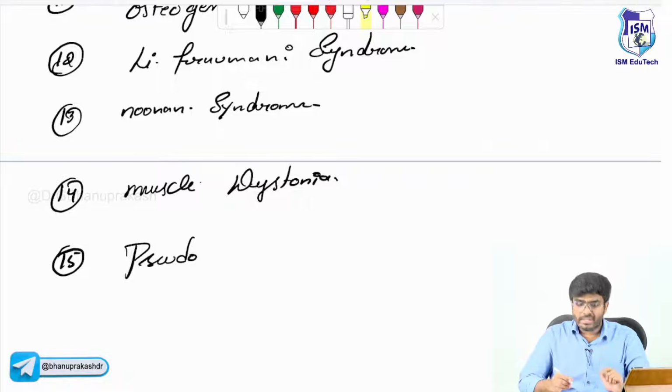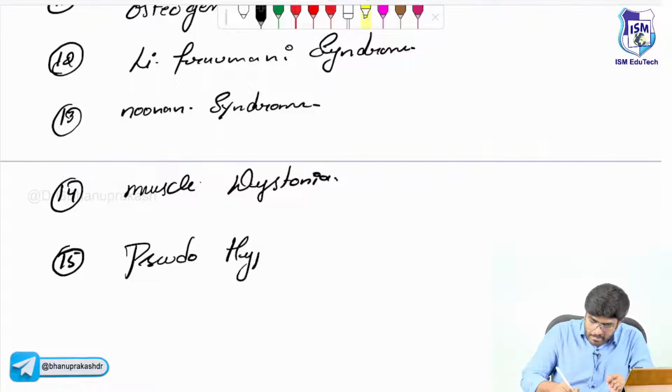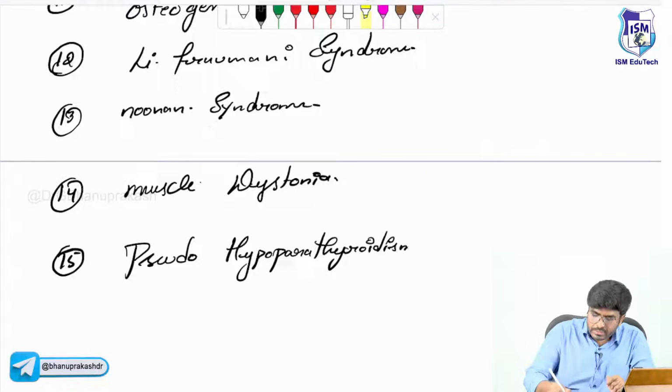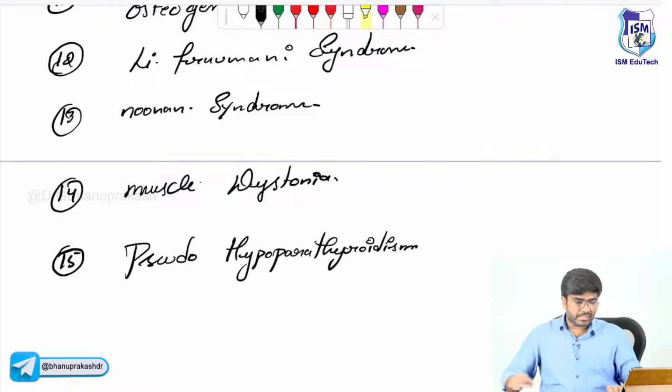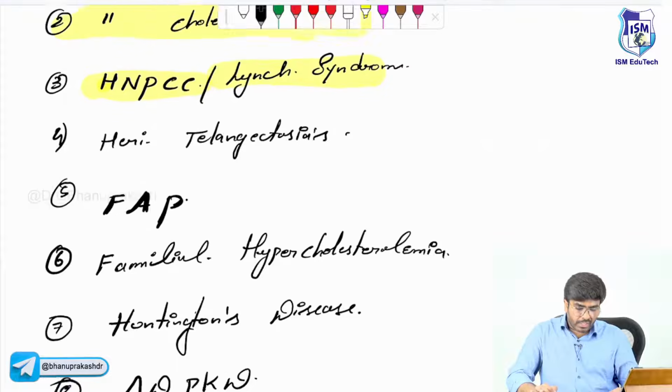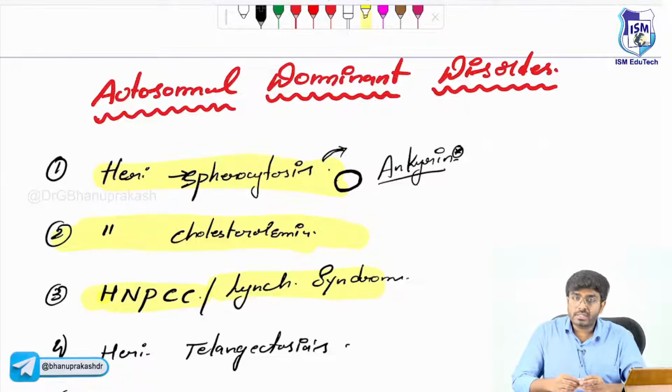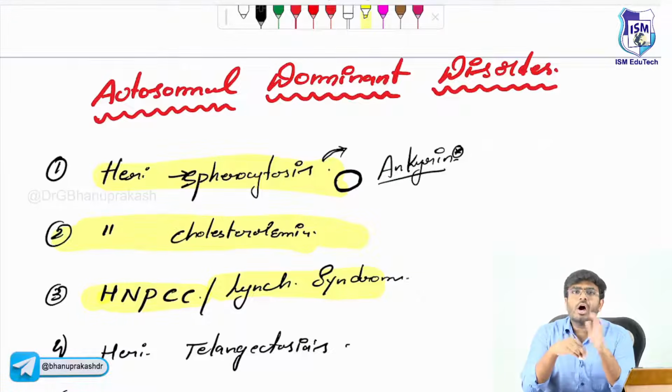But right now the point is pseudo hypoparathyroidism. So they are all examples. So 15 completed, sir. Okay. So there are 15 autosomal dominant disorders, which I want you to know. Don't look there, just try to answer. What are they? All hereditary things. What are all the hereditary things?